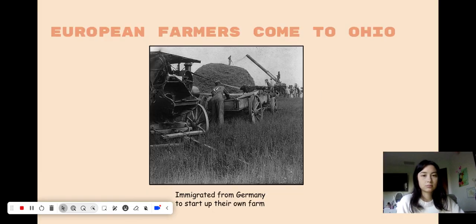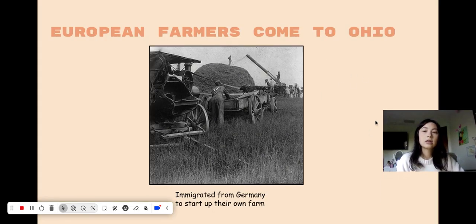Just a little reference. And it's important to note that a lot of European farmers came into Ohio once they heard about the fertile soil. So this picture shows some German immigrants who came to Ohio and they created their own farm and they have their own farming equipment.